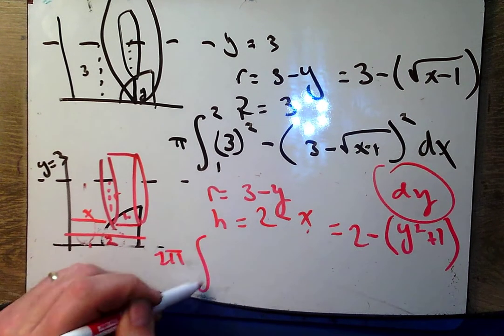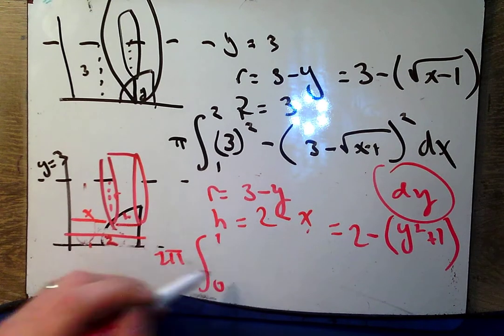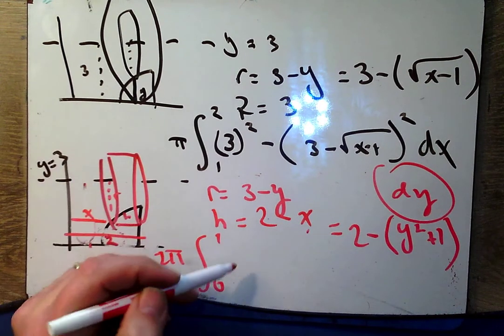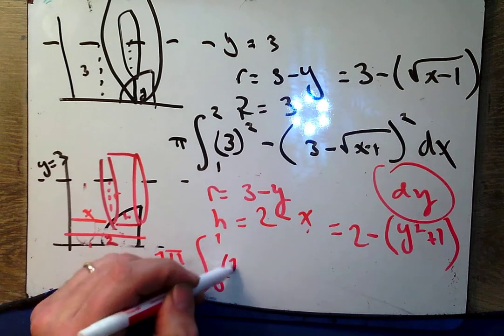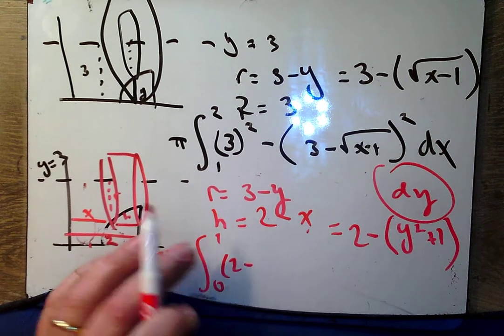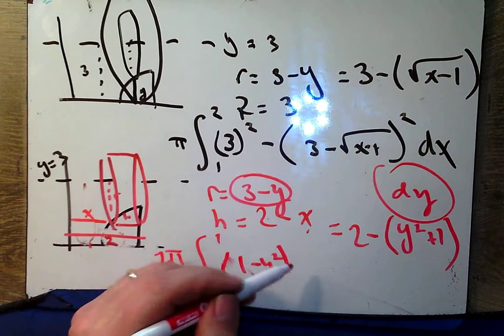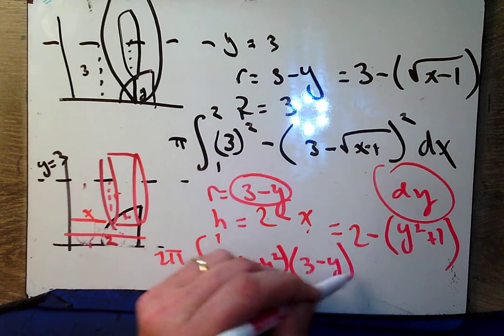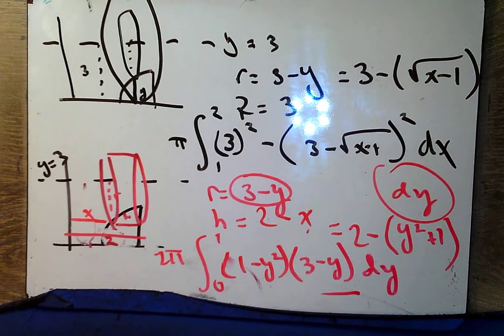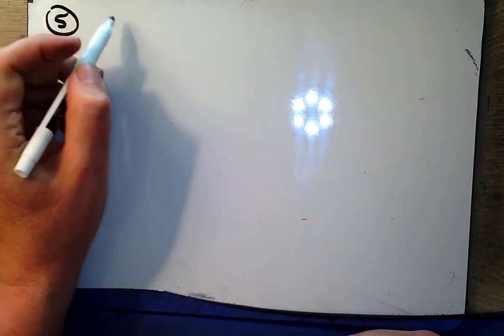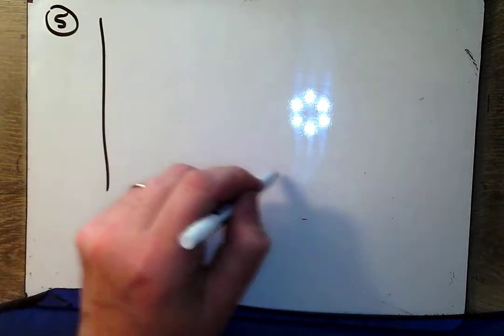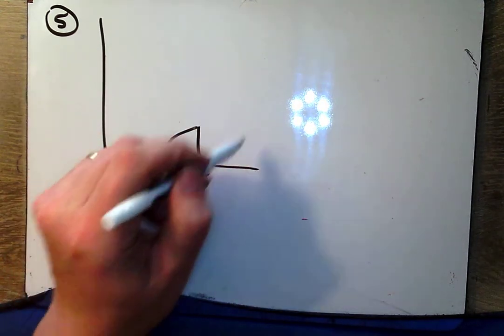So 2 pi integral 0 to 1, going from here to here. Our height is 2 minus y squared minus 1, which will just be 1 minus y squared, and then times that radius, 3 minus y. Okay, so that's problem number 4. Problem 5 has us going same region, but this time around x equals 4.